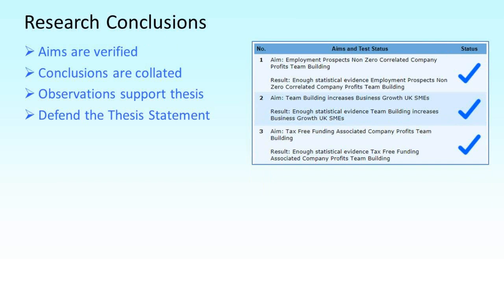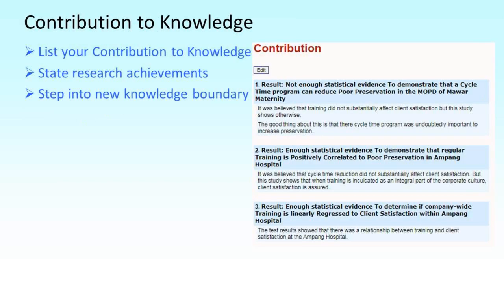Research conclusions is another beautiful feature in AsterWrite. The research aims are compared to the research findings. If the research findings support the research aims, the hypothesis is supported. Findings that support the aims are contribution to knowledge. List your contribution to knowledge and state your research achievements. Your research steps into a new knowledge boundary.